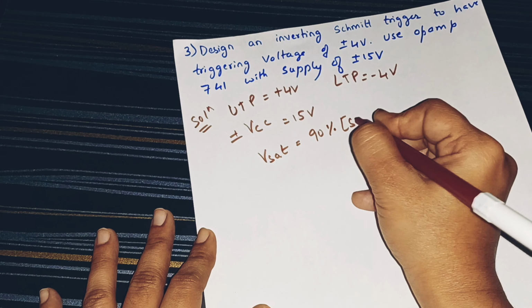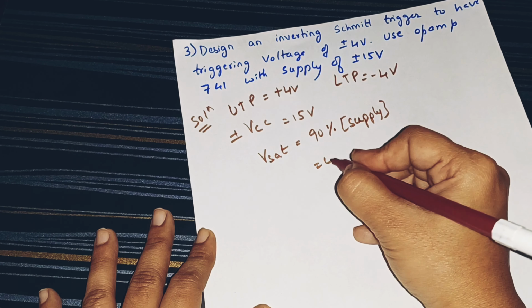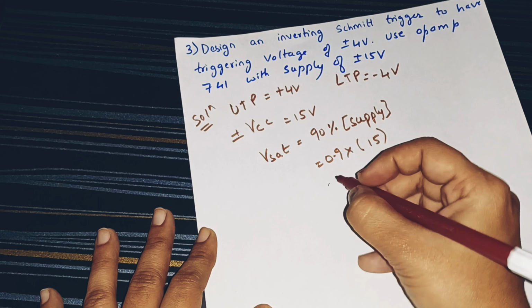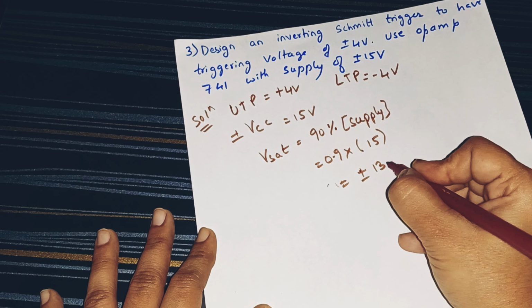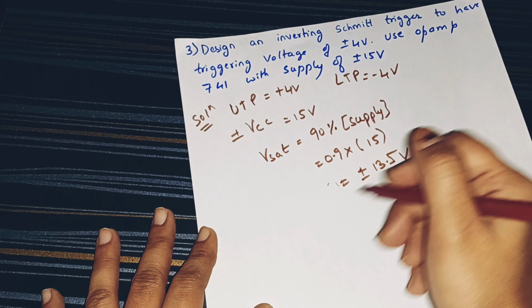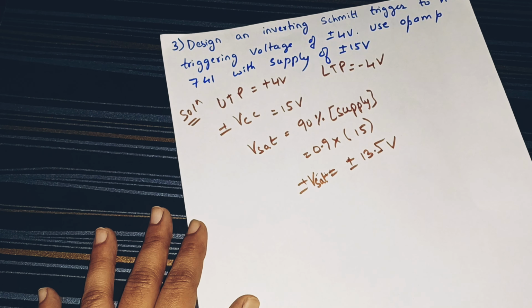And we know that our VSAT is nothing but 90% of the supply. So what we get, 0.9 into 15, which we will get as plus or minus 13.5 volts. So we'll take this as VSAT.